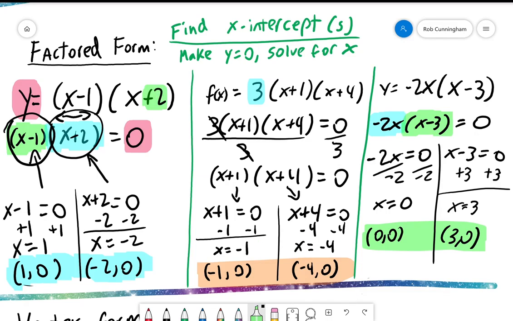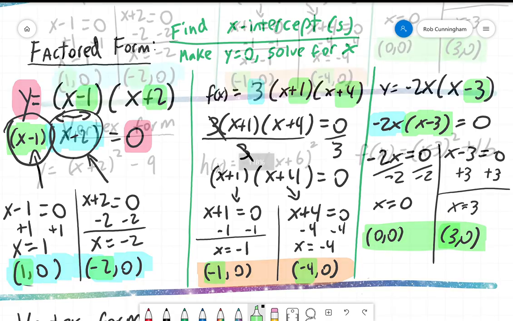This plus 2, this minus 2, this minus 1, this plus 1, this plus 1, this minus 1. So if you're thinking, oh man, the answer always seems to be the opposite of whatever is in there with the x inside the parentheses, then that's a great thought process, and it's something you should be thinking about going forward. All right, let's move on to vertex form.